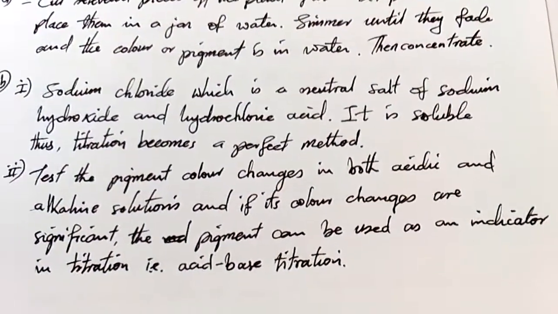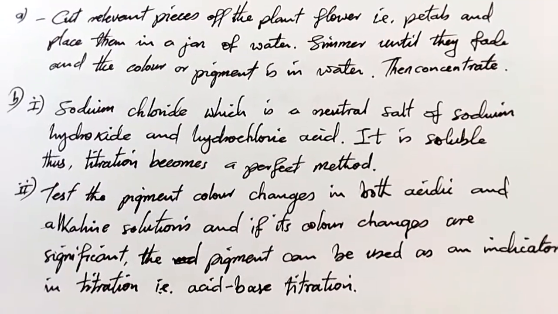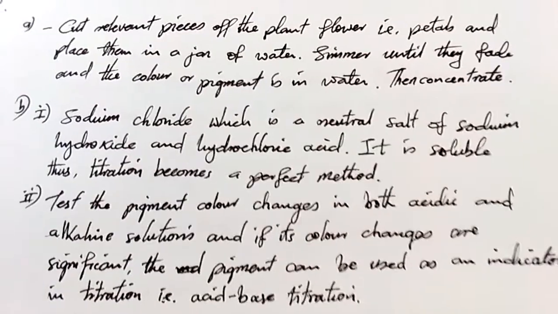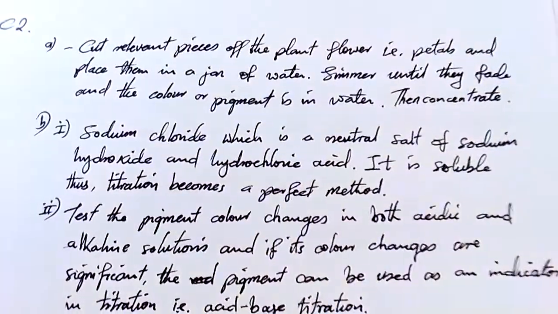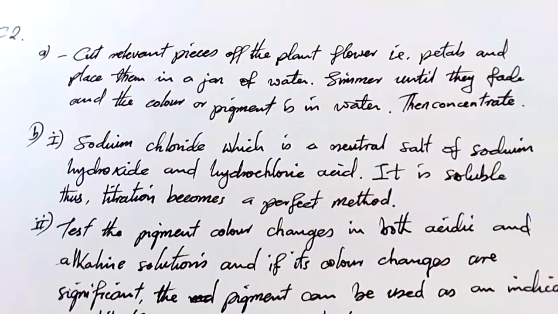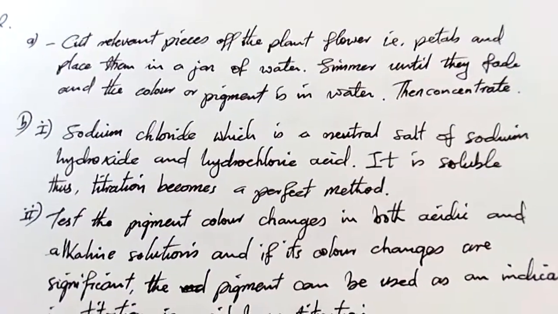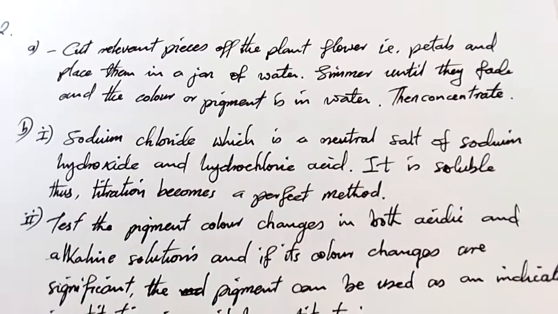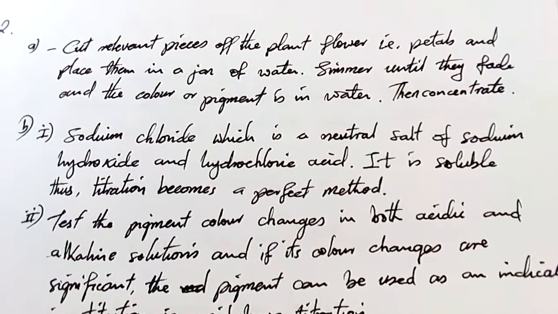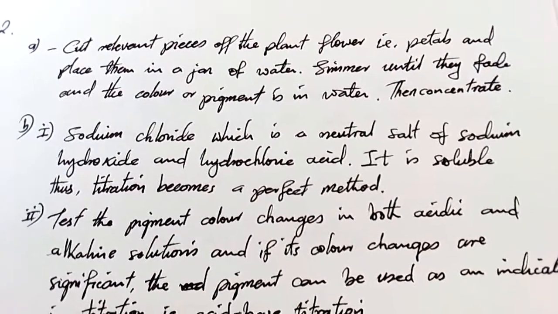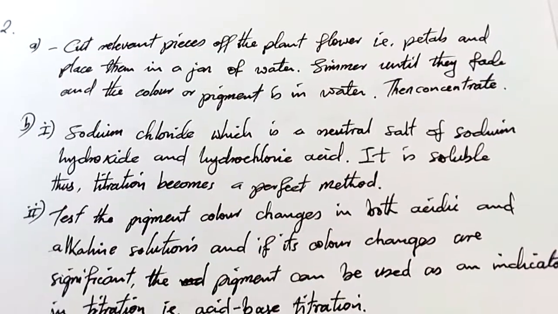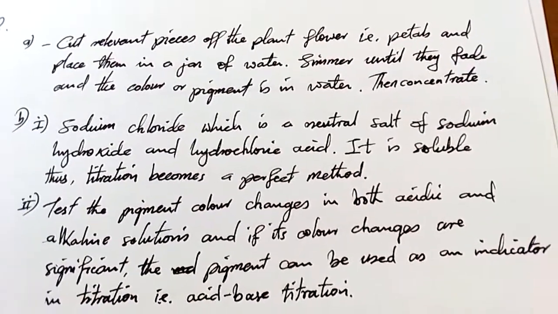My answer is sodium chloride, which is a neutral salt of sodium hydroxide and hydrochloric acid. Although you can still obtain it maybe by reacting sodium metal with hydrochloric acid, I've specified how this can result from titration. Sodium hydroxide and hydrochloric acid are soluble, therefore titration becomes a perfect method. Titration is usually done to make soluble salts.